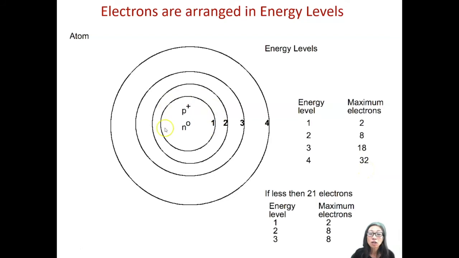The electrons on lower energy levels, like energy level 1, those are lower energy electrons. The electrons on higher energy levels, like energy level 4, those are higher energy electrons. And that's because it requires energy to move electrons from a low level up to a higher level.